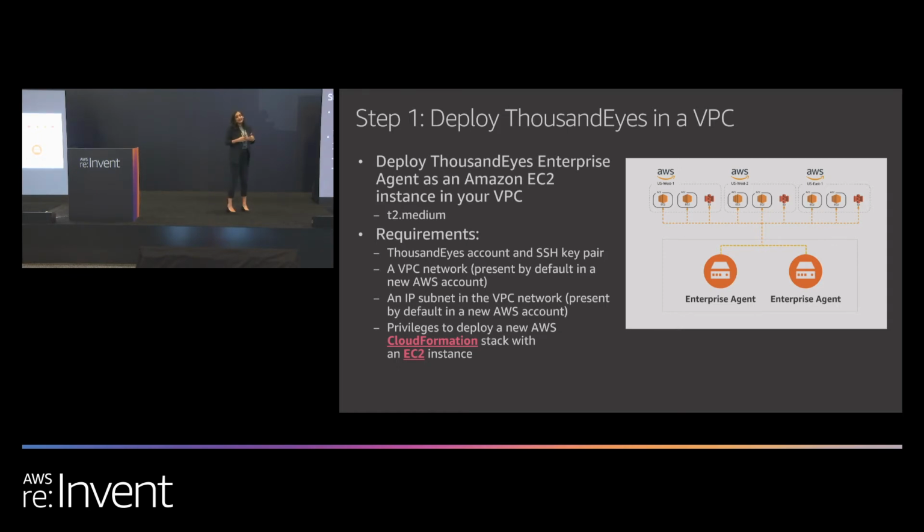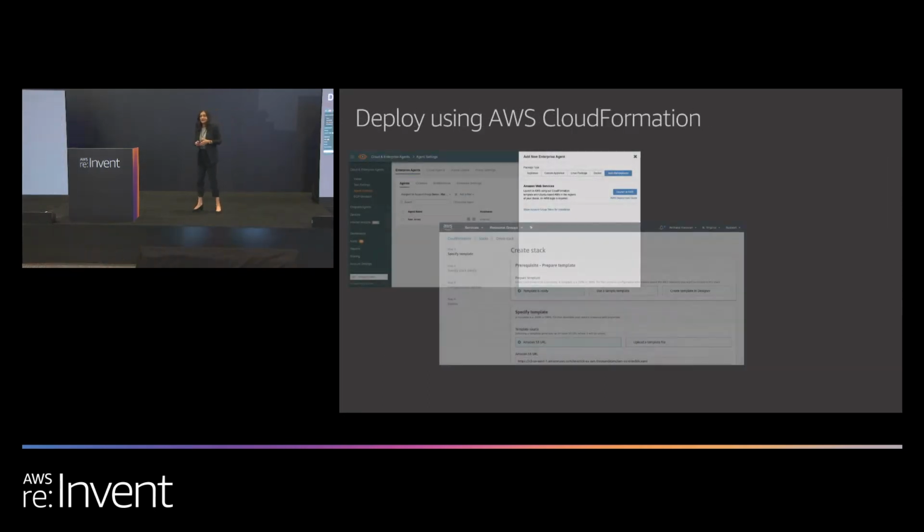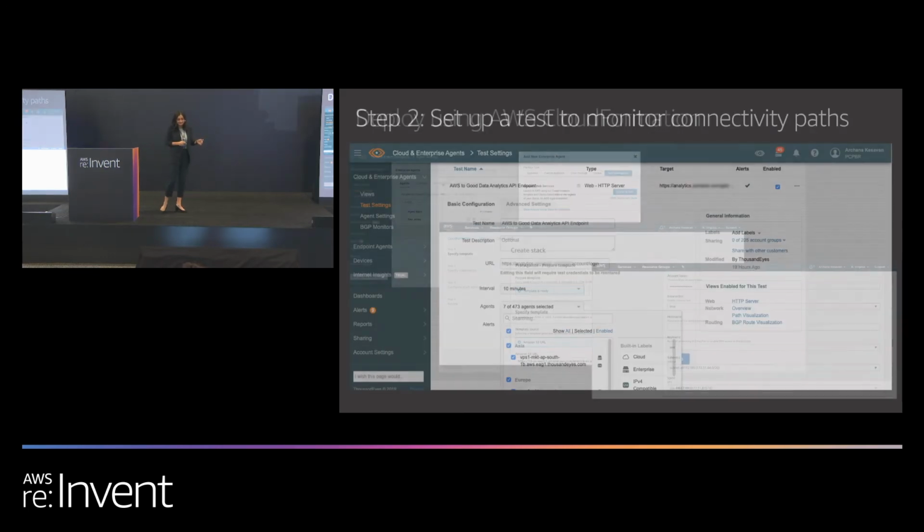But you're also going to need a ThousandEyes account, right? Because now you need to map the Enterprise Vantage Point to your VPC instance. I'm not going to go through this. This is 1, 2, 3 clicks to deploy an agent. But what do you do after you deploy the agent? How do you actually start looking at this data? How do you actually start monitoring your external connectivity paths?